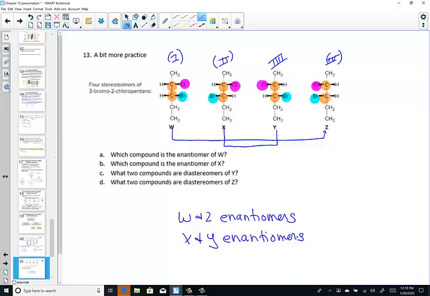So which compound is the enantiomer of W? Well, that's Z. Which compound is the enantiomer of X? Well, that was Y. Which 2 compounds are diastereomers of Y? Well, anything but X. So W and Z are not mirror images of compound Y. Which 2 compounds are diastereomers of Z? Well, anything but W. So that would leave X and Y. The 2 non-mirror images are called diastereomers.